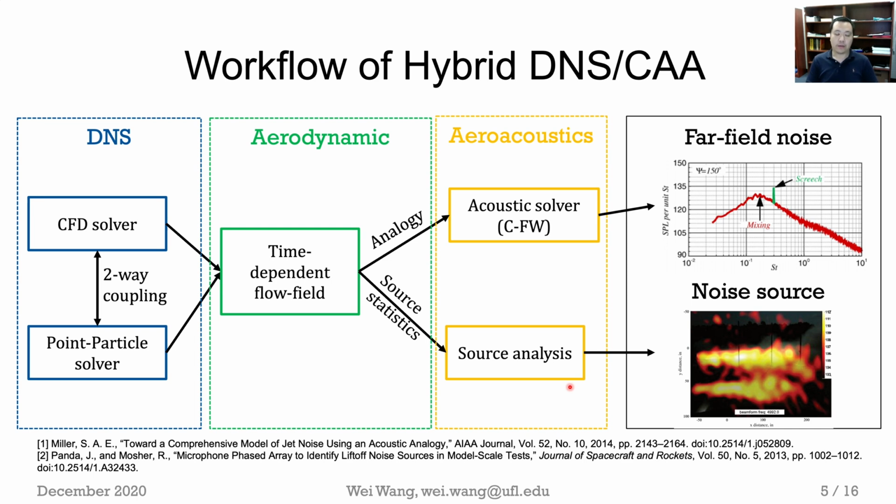So we want to focus on that, and we use a workflow of hybrid DNS and acoustic analogy for the far field noise, performed in these 3 stages. First of all, we perform a DNS simulation using CFD solvers coupled with point particle solvers, in an Euler-Lagrange reference framework. And then in the intermediate aerodynamic stage, we obtain the time-dependent flow field, and through that we can do an acoustic analogy to find the far field noise using acoustic solvers that we developed, and then we can directly analyze the source statistics in the source region.